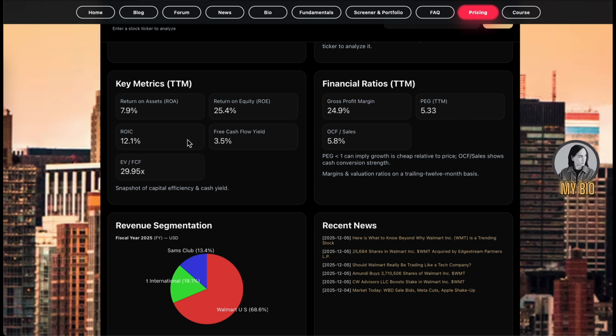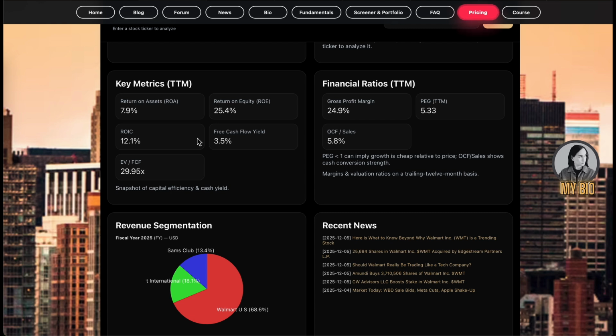Now ROIC, this is very important, return on invested capital. ROIC is NOPAT, or net operating profit after tax. You take the profit after tax and divide it by invested capital. The average good number is 20 to 25%, which is extremely excellent, I should say. But Walmart still needs to work over and improve this ratio.